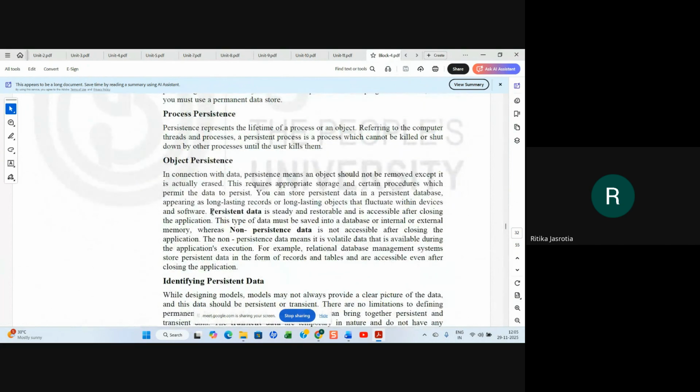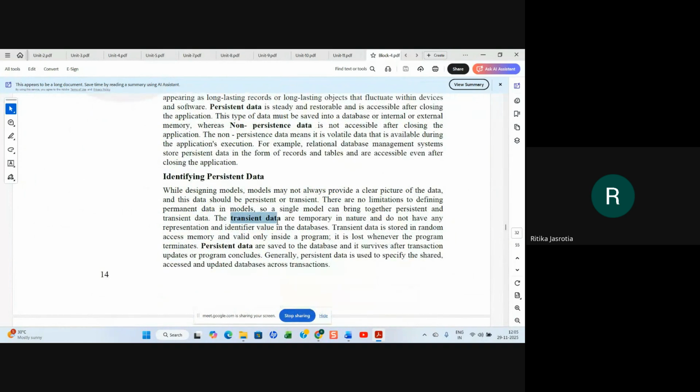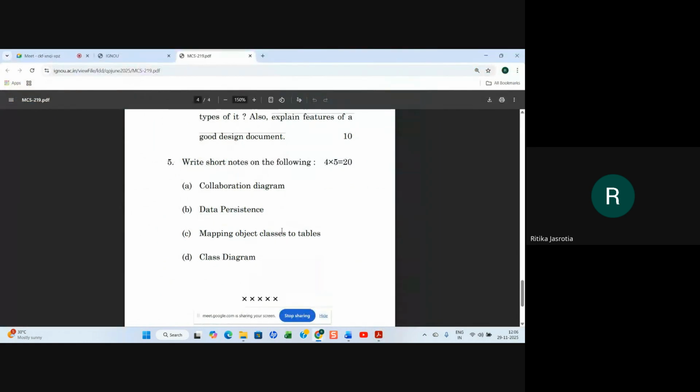So you have persistent data and non-persistent data. The persistent data is permanent data that is steady and restorable and is accessible after closing the application. So it is steady, it is restorable, and it is available even after closing the application. This type of data must be saved in a database, internal or external. And non-persistent data is temporary, and is not accessible after closing the application. It is also known as transient data, temporary. Persistent data means which is permanent, which is saved in the database. So that is there. Then mapping object classes to tables.